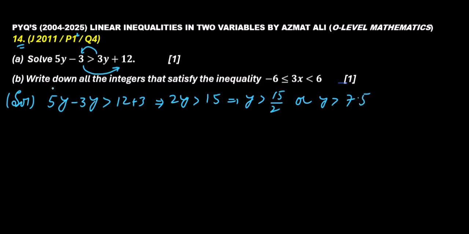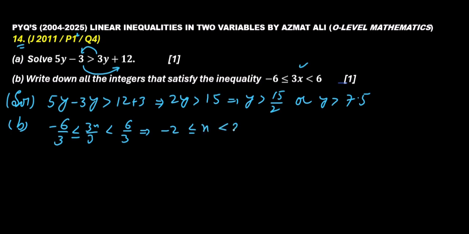In its B part, write down all the integers that satisfy the inequality. Firstly, we find the value of x from this inequality. So dividing by the coefficient of x, that is 3, on both sides, we have minus 6 by 3 less than or equal to 3x by 3, which is less than 6 by 3. This gives minus 2 less than or equal to x, and x is less than 2.